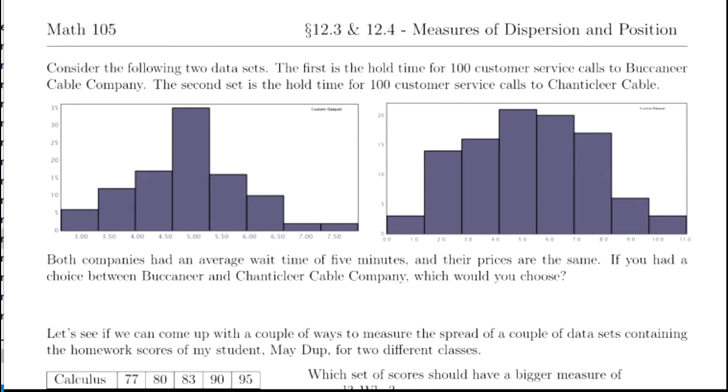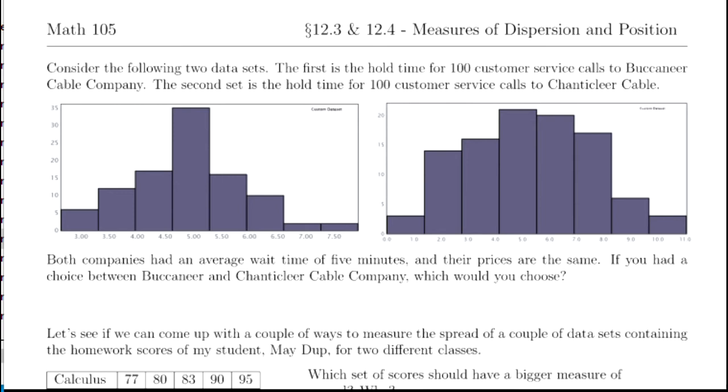The one on the left here is the average hold time for 100 customer service calls to Buccaneer Cable Company. The second set is the average hold time for 100 customer service calls to Chanticleer Cable. Both companies have the same average wait time of 5 minutes, and their prices are the same. But if you had this data in front of you and were trying to choose between Buccaneer or Chanticleer Cable Company, which would you choose?